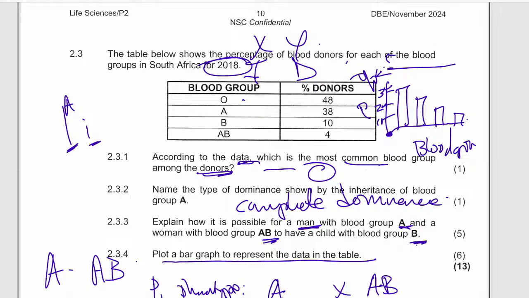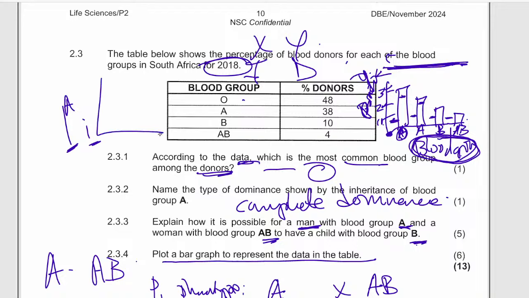You are supposed to have equal spaces, you understand? Equal bars. This one must be indicated, and then you say this is A, this is B, and this is A, B. Then you say blood group. Here you're supposed to say donor, then you put in percentage. Donors in percentage. You put the caption here.